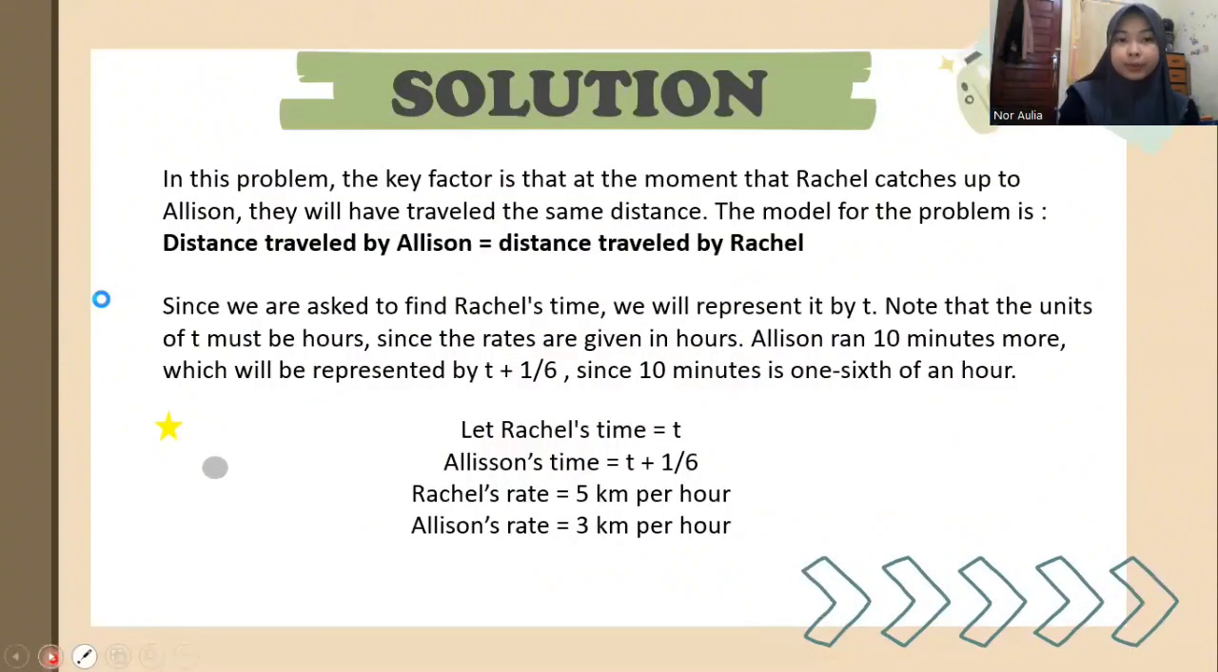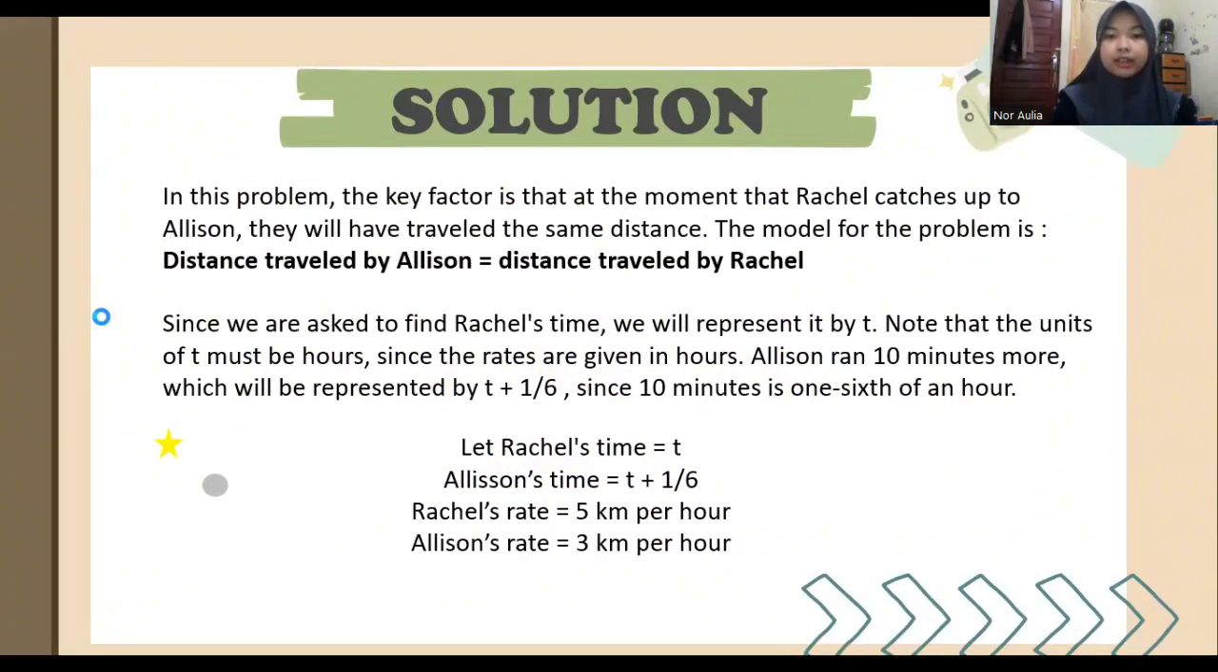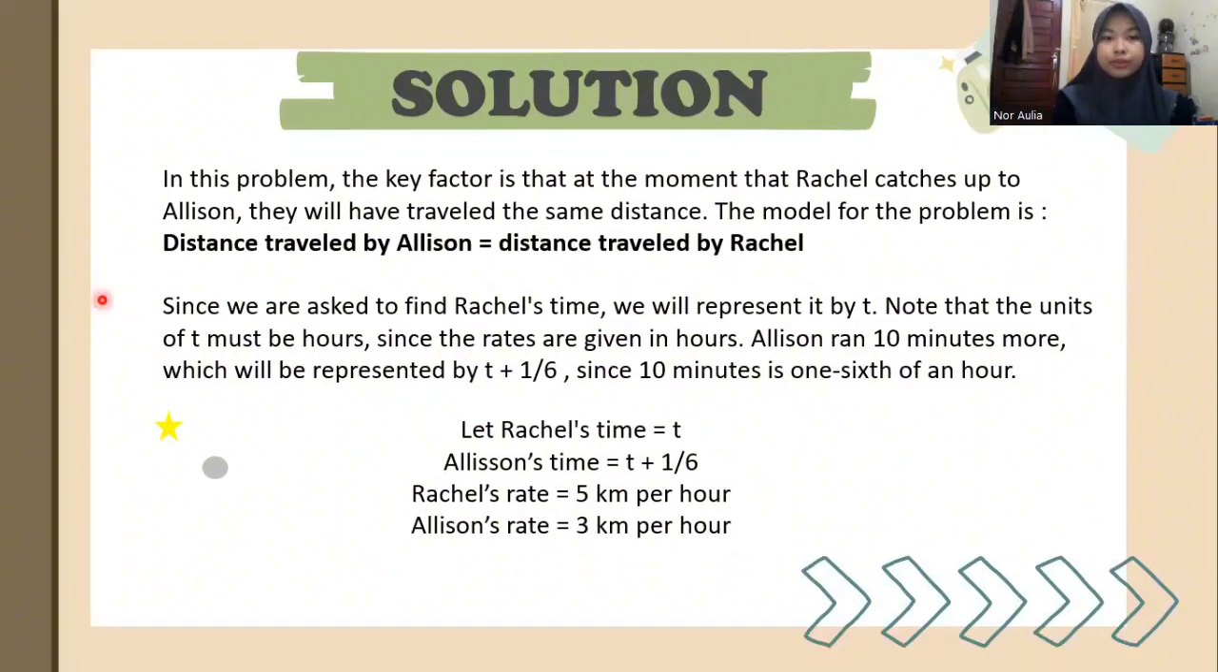So for the solution, the key factor in this problem is that at the moment Rachel catches up to Elysian, they will have traveled the same distance. The model for the problem is distance traveled by Elysian equals distance traveled by Rachel. Since we are asked to find Rachel's time, we will represent it by t, and the units of t must be hours, since the rates are given in hours. Elysian ran 10 minutes more, which will be represented by t plus 1 over 6, since 10 minutes is 1/6 of an hour.